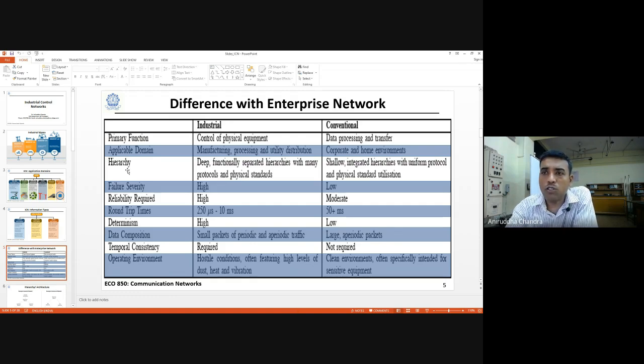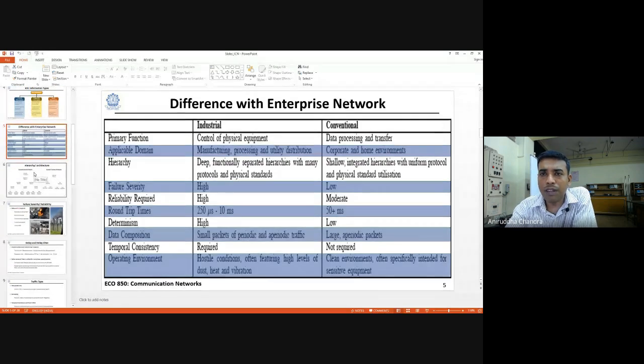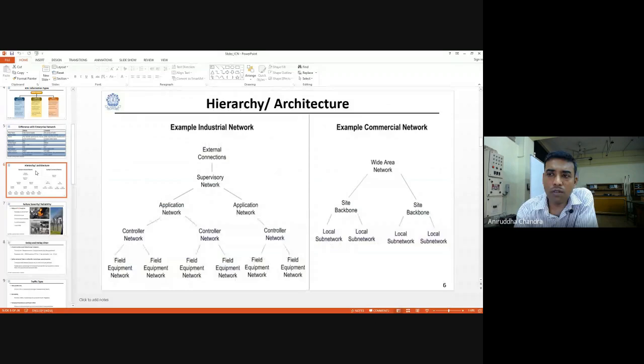Okay. Now I was talking about hierarchy. So in the next slide, I will try to talk a little bit more about the hierarchy. So let's see the hierarchy of the industrial network, and let's see the hierarchy of a commercial network.